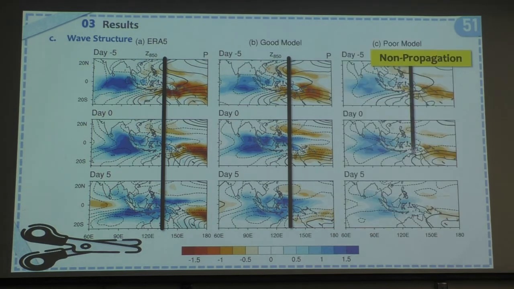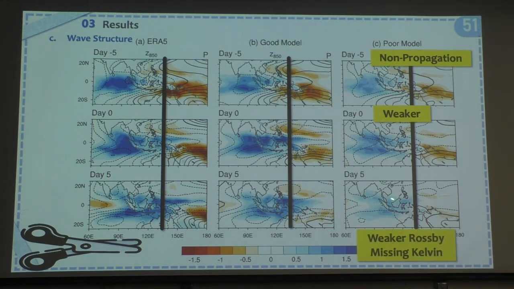In the poor model, first, very clearly, it shows non-propagating, which means in the Western Pacific region there is no precipitation anomaly, no convection over here. And the precipitation is much weaker than observation. At day 5, they only show a weak Rossby wave, but the Kelvin wave is missing over here.